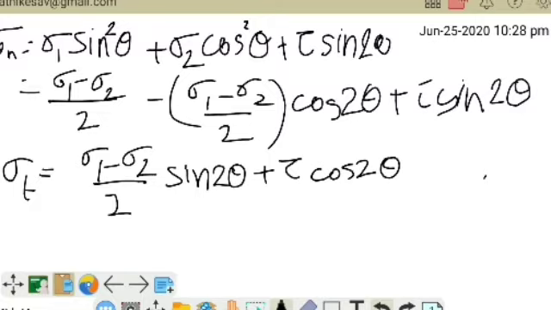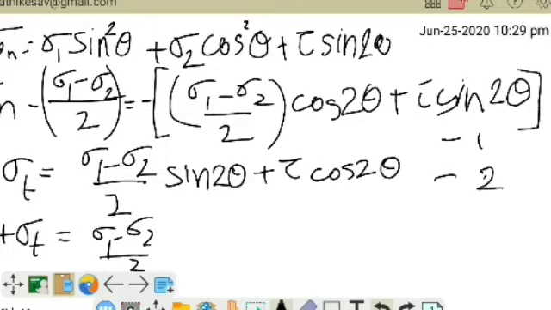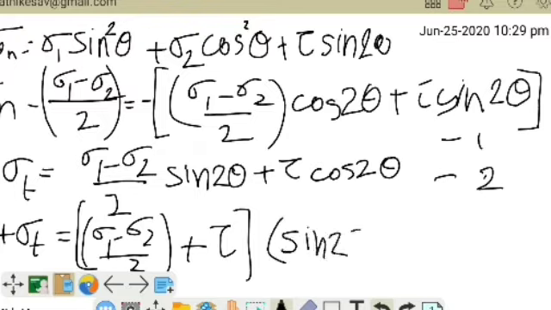And if I am getting this sigma 1 plus sigma 2 by 2 to the left hand side, then it becomes sigma n minus this term is equal to so and so, but with a negative sign. So from equation 1 plus 2, you will be getting sigma n plus sigma t as sigma 1 minus sigma 2 by 2 plus tau times sine 2 theta plus cos 2 theta.